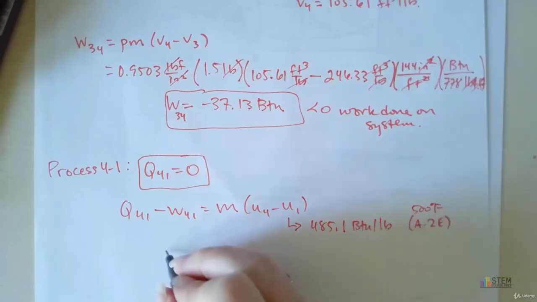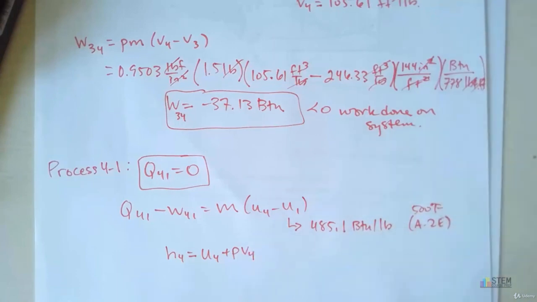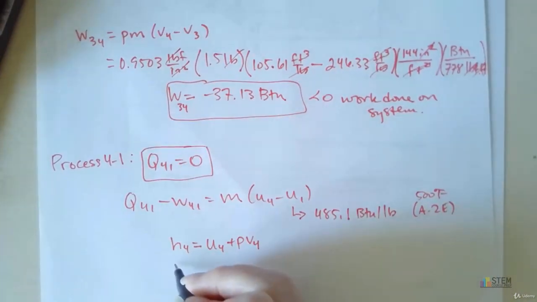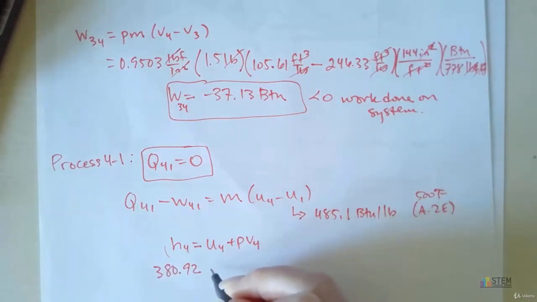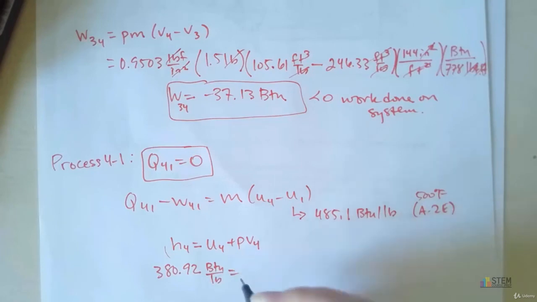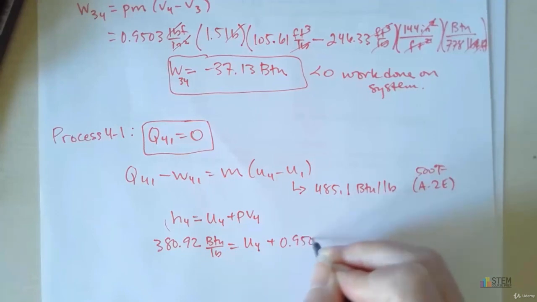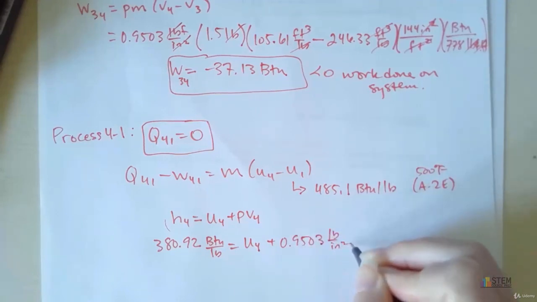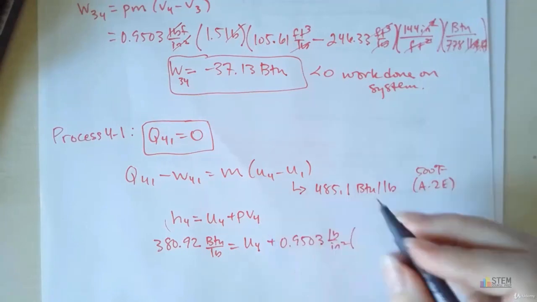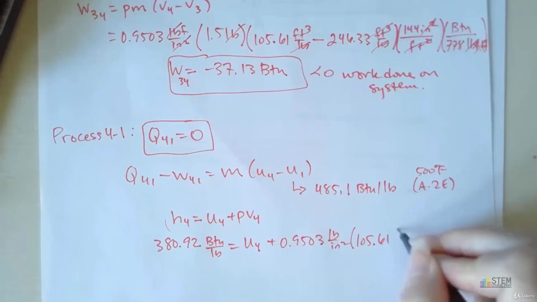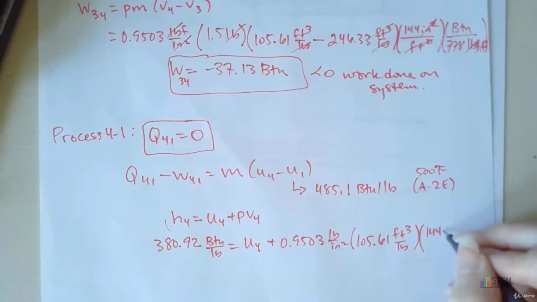And to do that, we're going to look at enthalpy. So H4 is going to equal U4 plus P times V4. And H4, we already found that value was 380.92 BTU per pound. That then needs to equal U4 plus 0.9503 PSI multiplied by V4. So 105.61 cubic feet per pound. And then do all your conversions as usual.